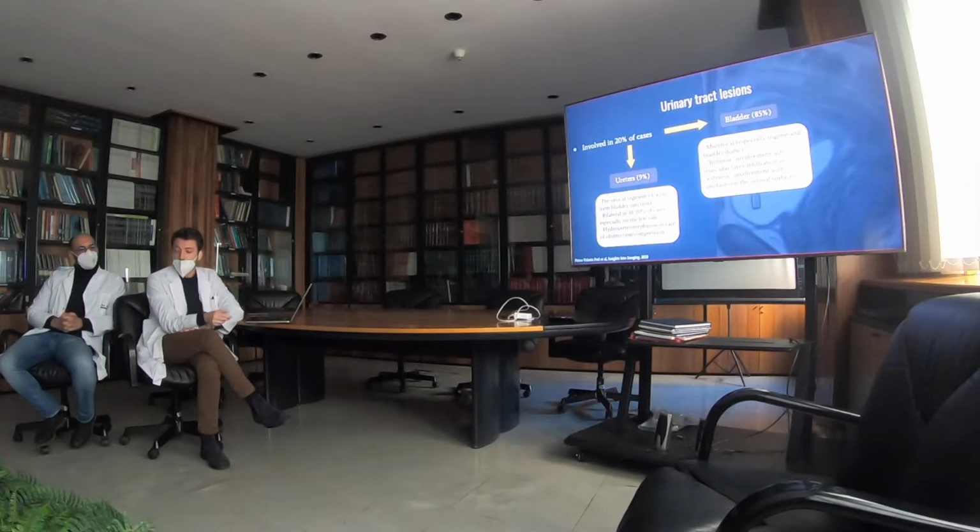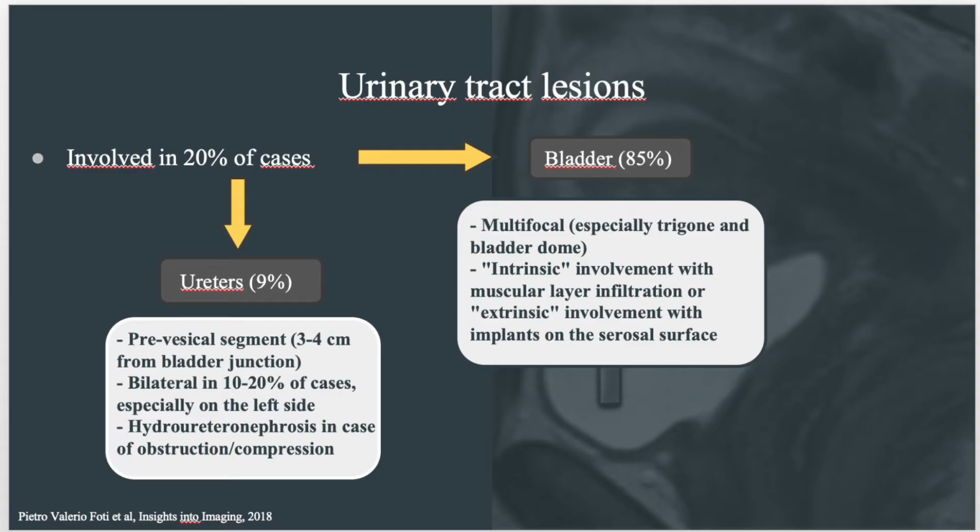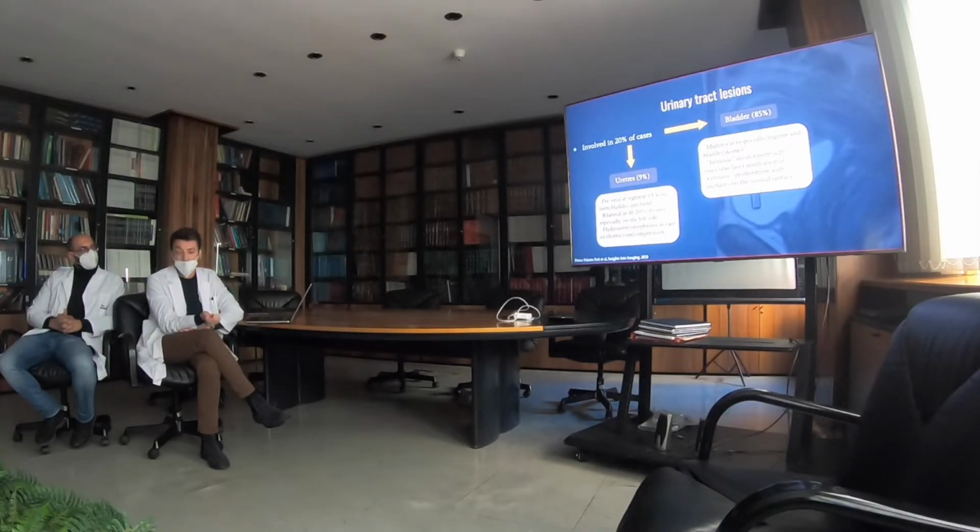One of the most commonly involved organs in endometriosis is the urinary tract, involved in 20% of cases, in which in 85% the bladder is involved and in 9% the ureters. In the bladder, the lesions are multifocal, in particular at the trigone and the dome of the bladder, and we can have intrinsic involvement and extrinsic involvement. Intrinsic when the lesion infiltrates the internal layer of the muscularis, and extrinsic when involving the serous surface.